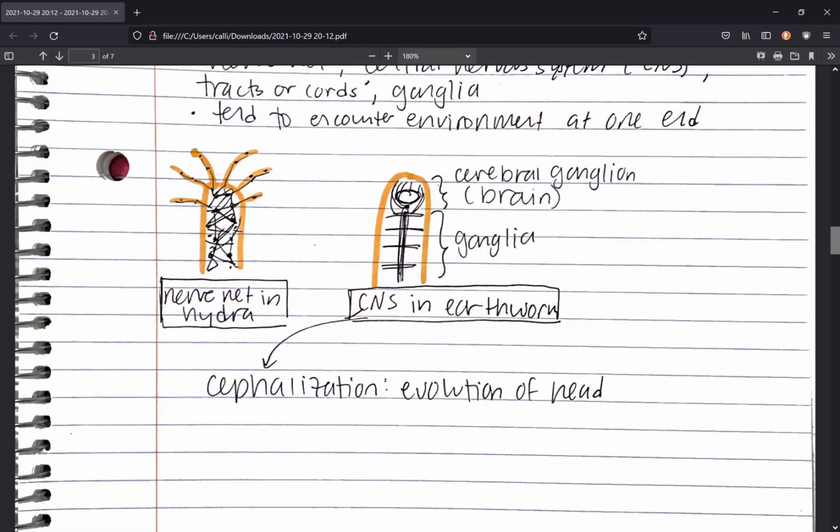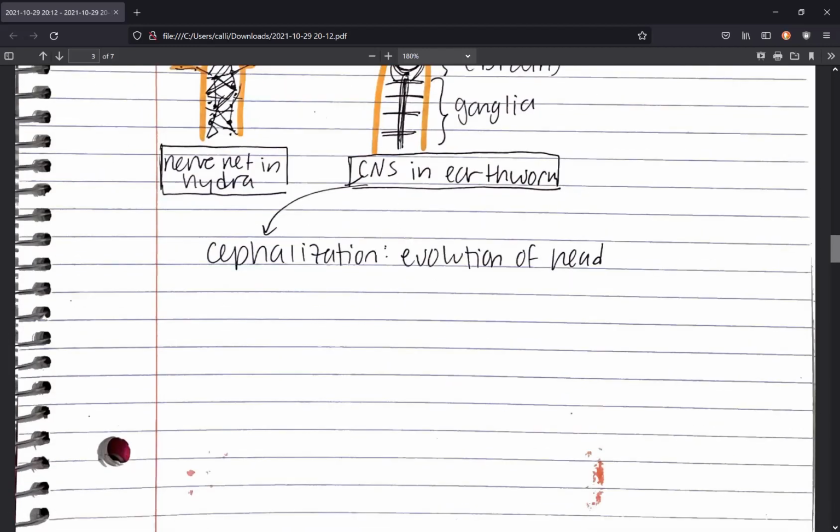And I drew a picture to better help you understand. So on the left, we have a hydra, and you can see it's not really clustered anywhere. Its nervous system is branched out into a nerve net, whereas on the right, with an earthworm, it has a central nervous system with ganglia, and then the cerebral ganglion at the front of the animal. So it has a brain at the front to process that information that it receives from the front of itself. And the evolution of the central nervous system coincided with the evolution of the head, also known as cephalization.